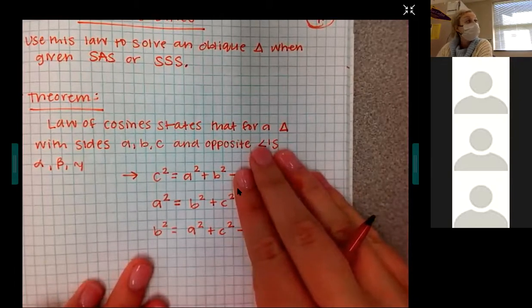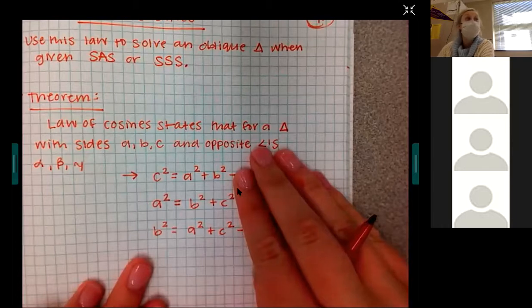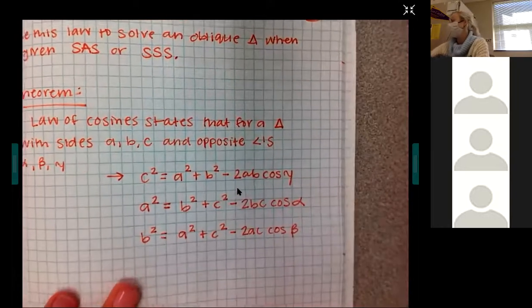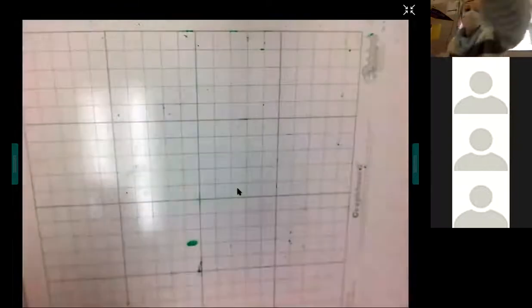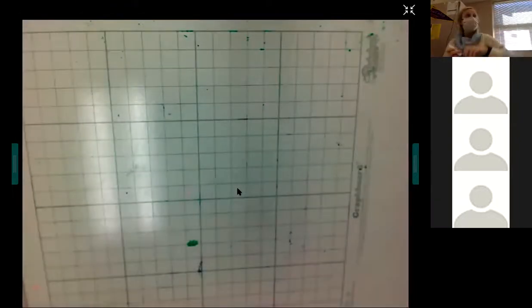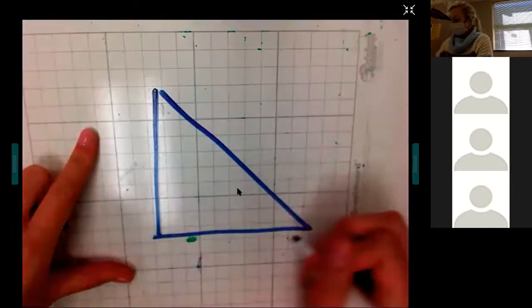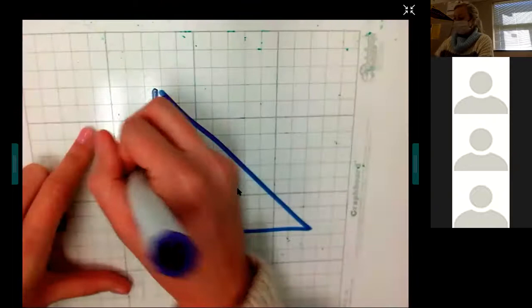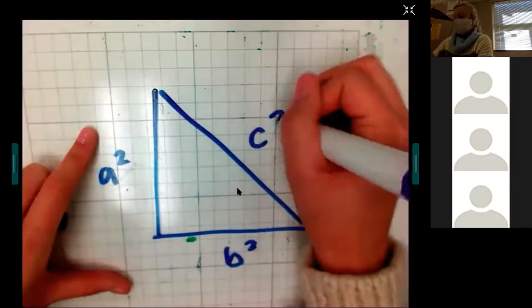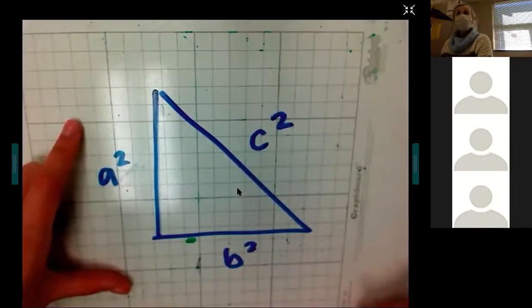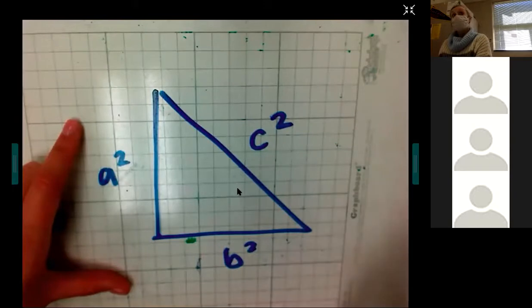It actually comes from the Pythagorean theorem. So I'm going to draw you a picture quickly. I'm not going to spend time showing you this now. If you want to see where it comes from, come to office hours. If you have a right triangle, does everybody agree a squared plus b squared equals c squared? Okay? We don't have a right triangle anymore.